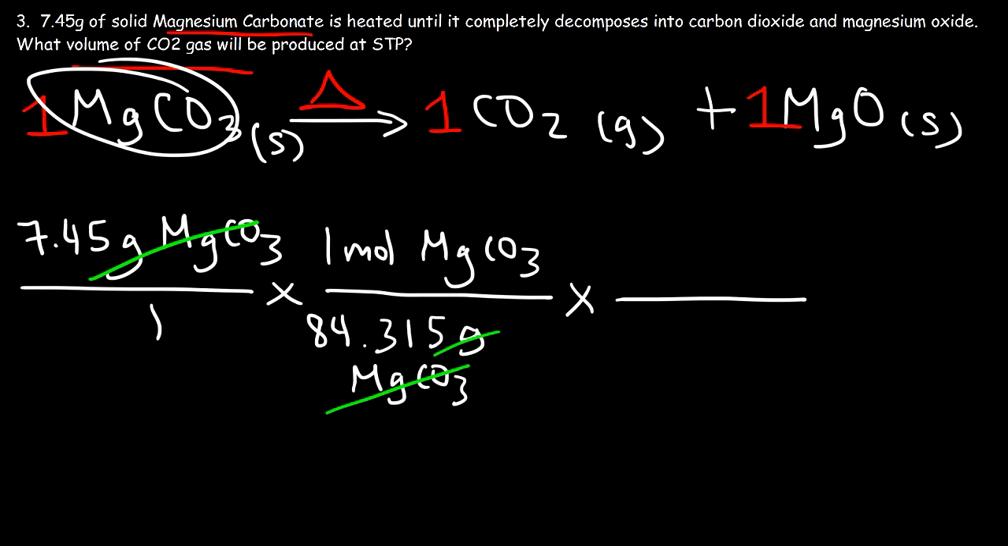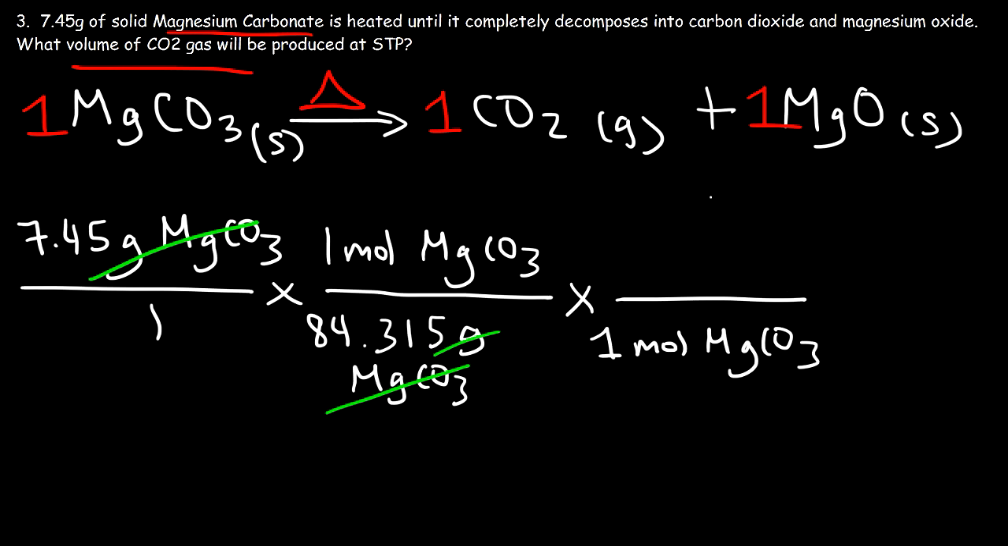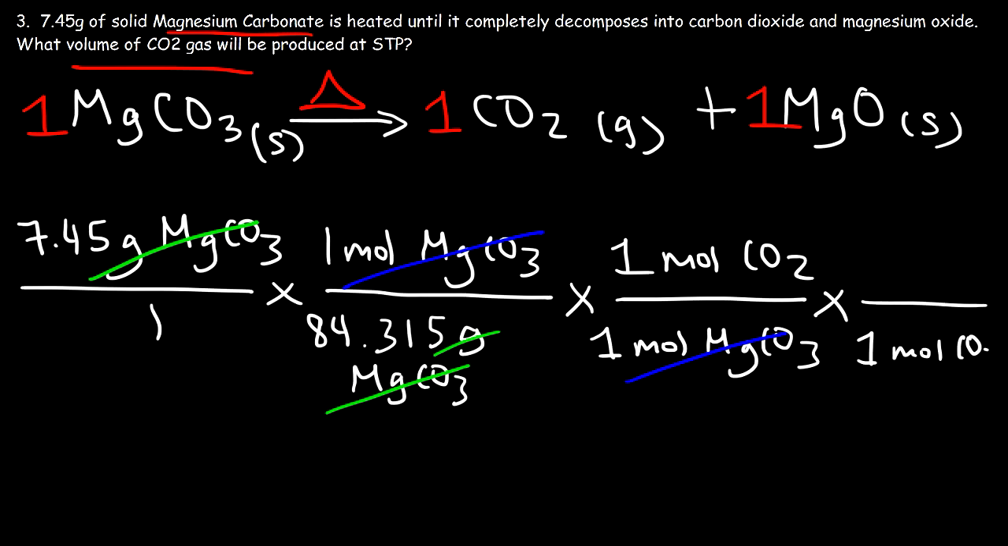Now we got to change the substance from this substance to that substance. And the molar ratio is 1-to-1. So for every mole of MgCO3 that reacts, 1 mole of CO2 will be produced. Now that we have moles of carbon dioxide, we can now calculate the volume using the molar volume. That is, 1 mole of gas, CO2 is a gas, occupies a volume of 22.4 liters.